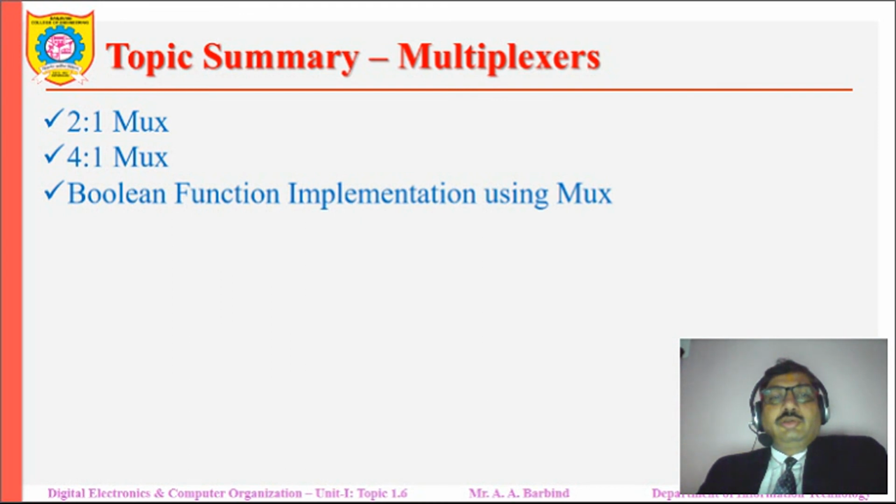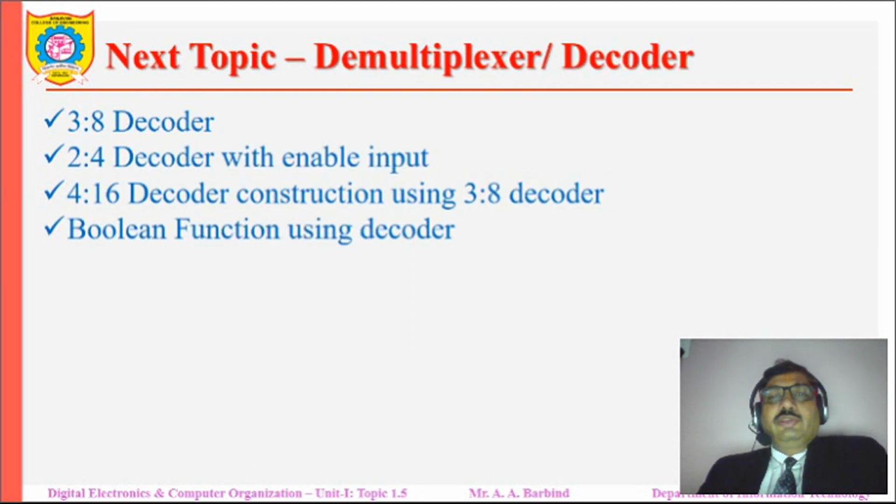So this is the summary of this particular topic, and in the next topic we shall see demultiplexer or decoder.